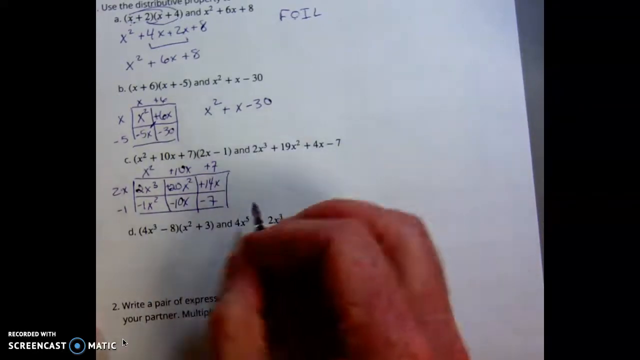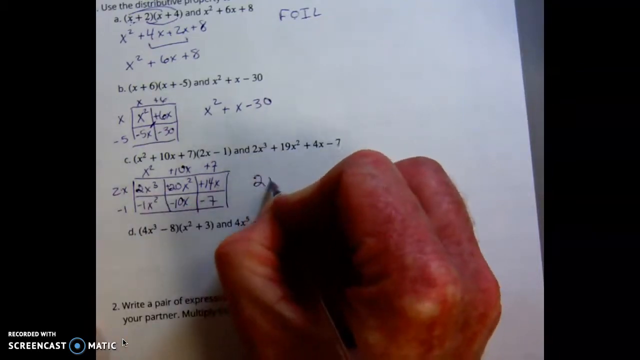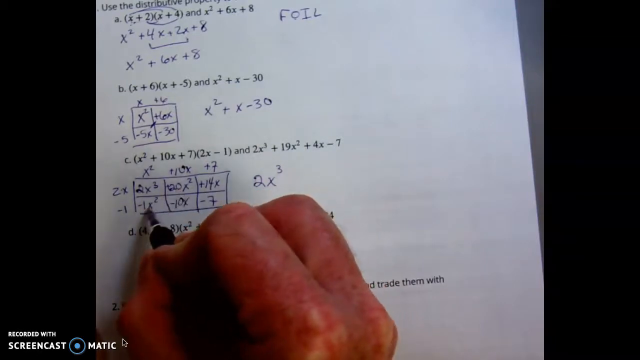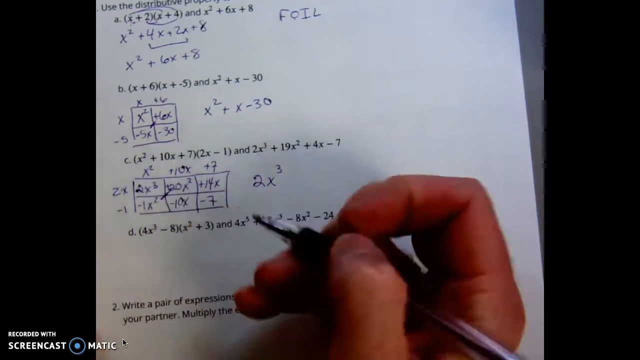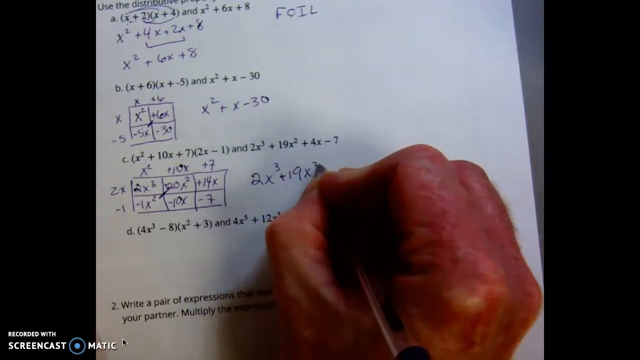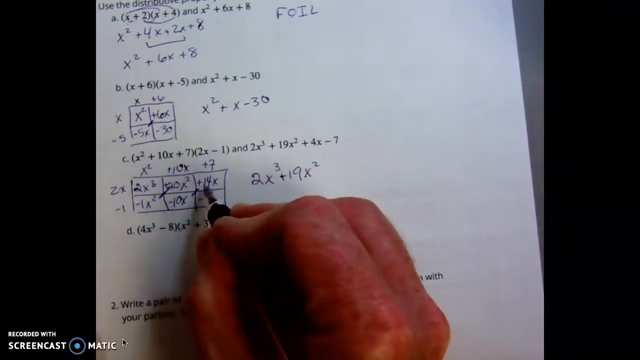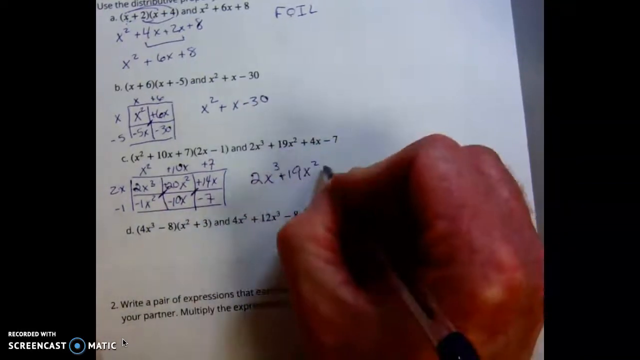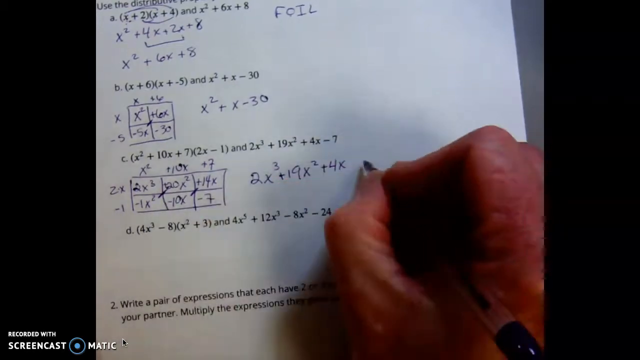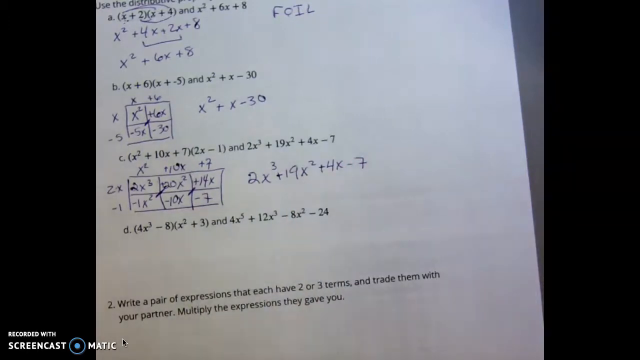Okay, so now I'm going to combine like terms inside the box. So I got a 2x cubed. I've got a positive 20x squared and a negative 1x squared. Again, that's that diagonal. So that's positive 19x squared. Next diagonal, I've got a negative 10x and a positive 14x. So that's plus 4x. And then I've got a negative 7. So we proved they're the same thing.